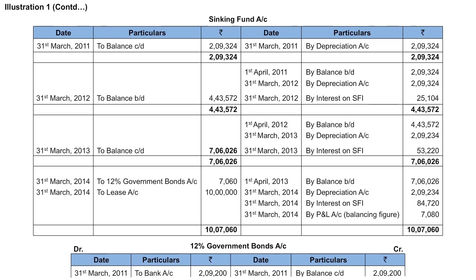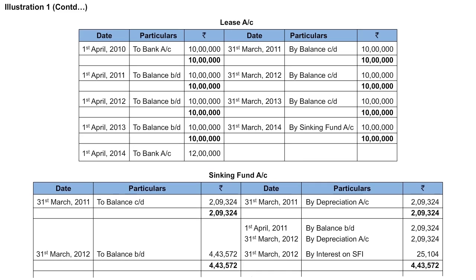And then, since they have not asked us to prepare the account for the fifth year, we have not shown that. But otherwise, now what will happen is in the fifth year, on 1st April 2014, the same lease was renewed for a further period of 4 years. So, you will have again in lease account debit to bank account rupees. This time the amount will be 2.